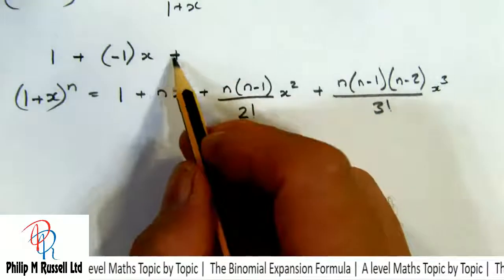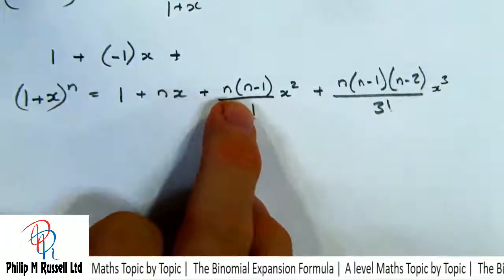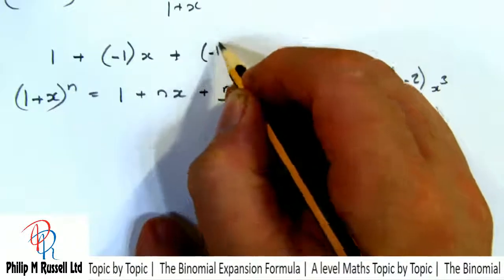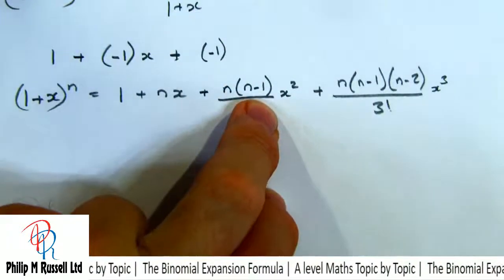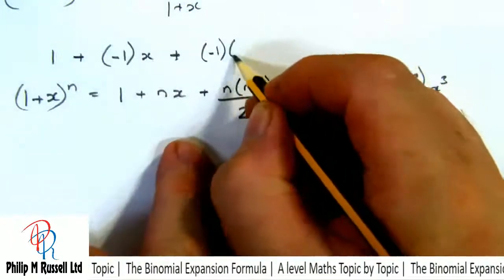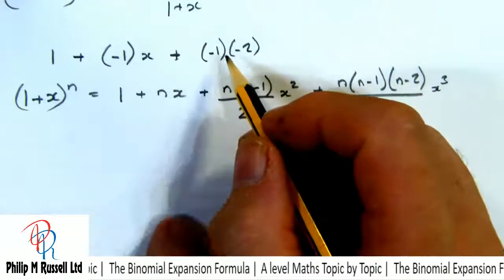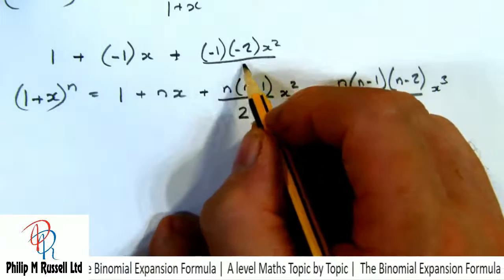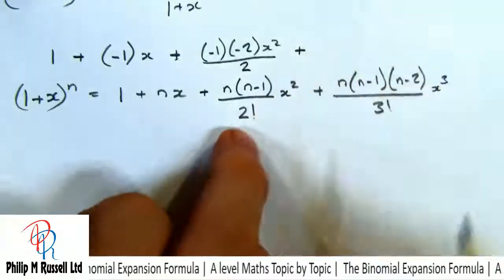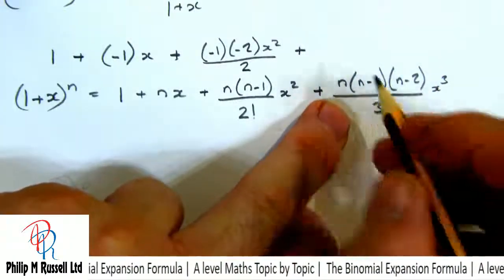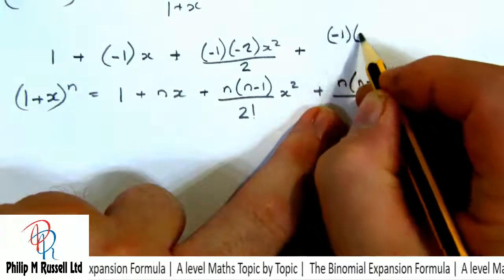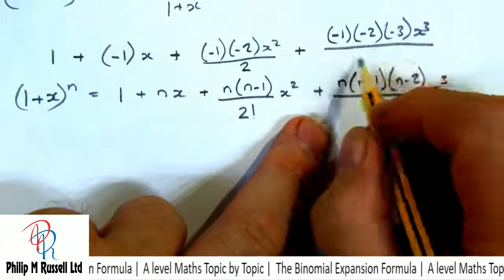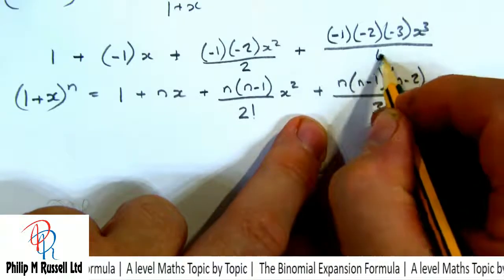So if I get to here, then what I've got is my number, which is going to be minus 1, times n, which is minus 1 minus another 1, which is going to give me minus 2, all divided with x squared, all divided by 2 factorial, which I can work out is 2 times 1, which is 2, plus, let's work out the next term, it's going to be minus 1 times minus 2 times minus 3 x cubed, this time divided by 3 factorial, which is 1 times 2 times 3, which is going to give me 6.